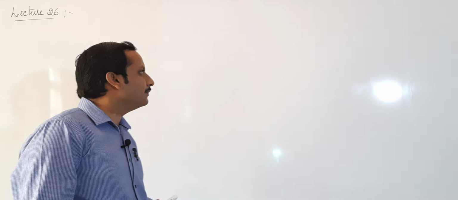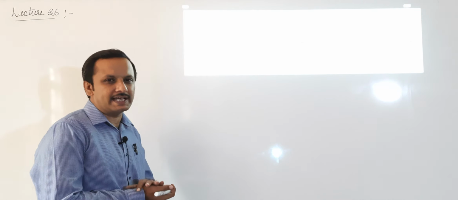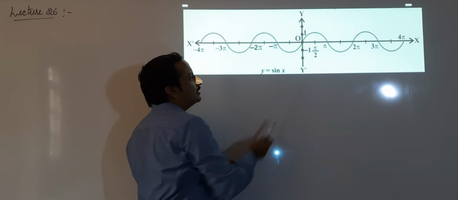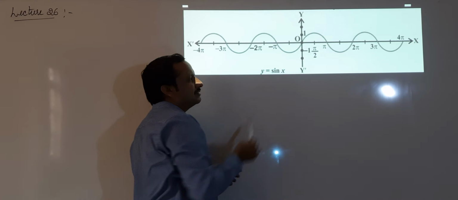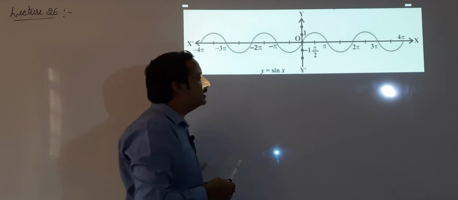Let us have a look at the first graph, which is the graph of sine x. Just observe, this is the graph of sine x. Here at 0, you can see this is our x-axis and this is the y-axis. This is the graph of sine x, what we are observing here.